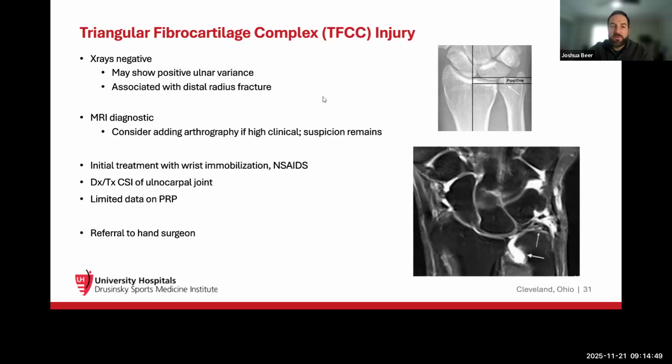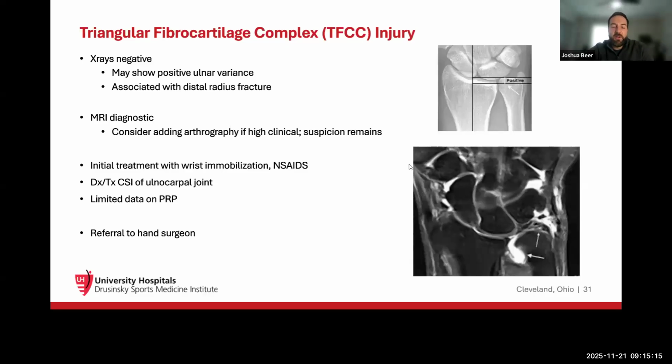So keep that in mind if you're treating someone with a distal radius fracture, and the fracture's healed up and they're still complaining of wrist pain, especially if that pain's shifted more to the ulnar aspect. You may want to consider a TFCC injury. MRI is the diagnostic standard for this. With that said, if you get an MRI that's normal and you're still highly concerned, you can get an MR arthrogram, which adds sensitivity.